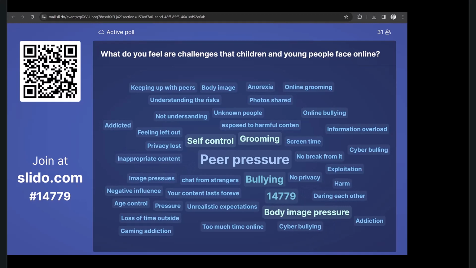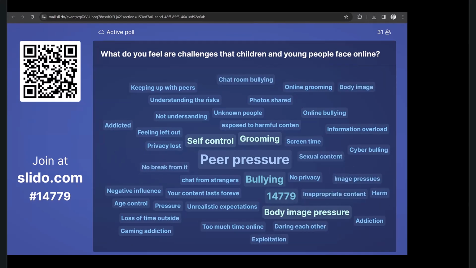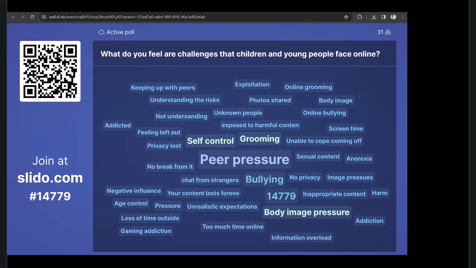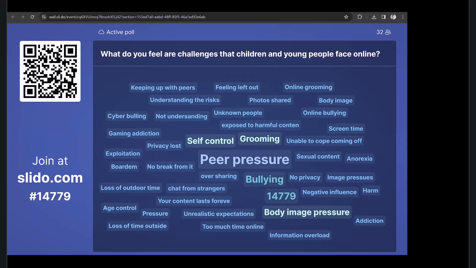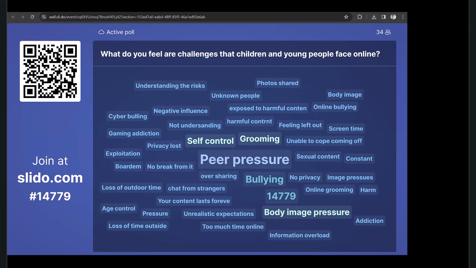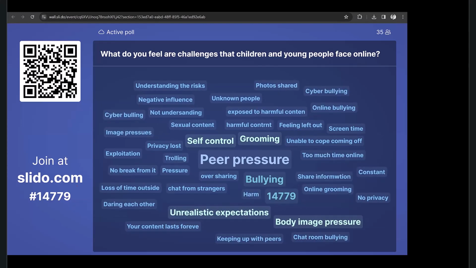Bullying, again, I can see it's highlighted because it's a bigger word. That means more of you have said it. Photos shared. Yeah. Sometimes children are sharing photos, maybe not necessarily asking their friends for permission. And sometimes photos of children are shared without their permission as well. So I think that's another thing. We are also aware of the fact that children might be sharing nude images, and I'm going to come to that as something else you need to be aware of.